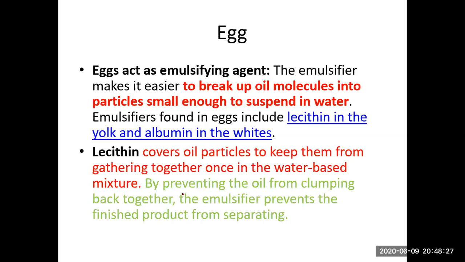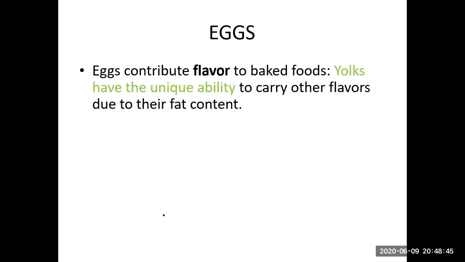It also prevents the oil from clumping back together, as the emulsifier helps to mix the oil particles into the water, so the oil cannot clump again. Egg helps in that, and so it is also called an emulsifier or an emulsifying agent.